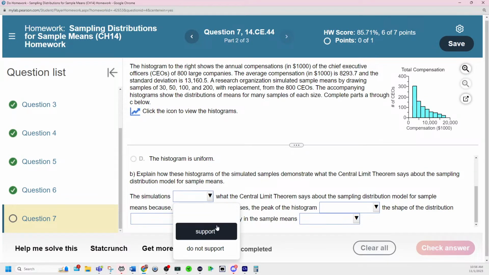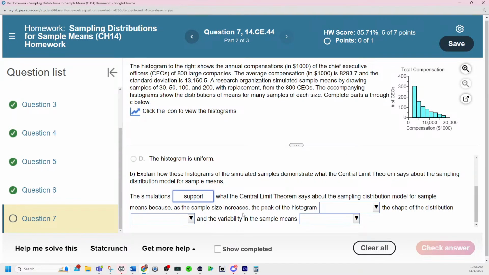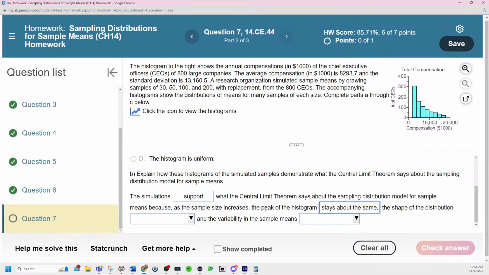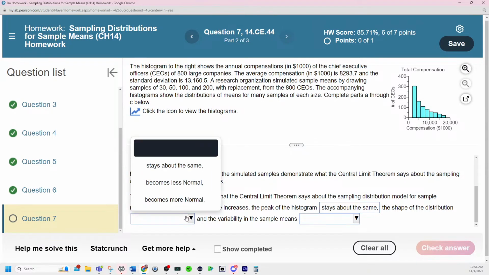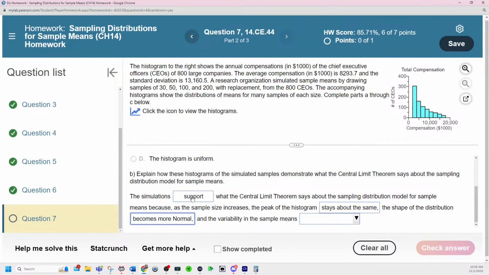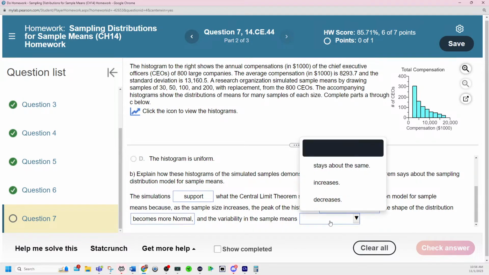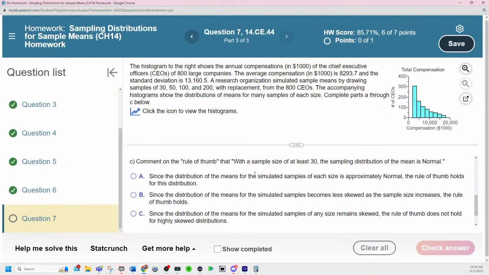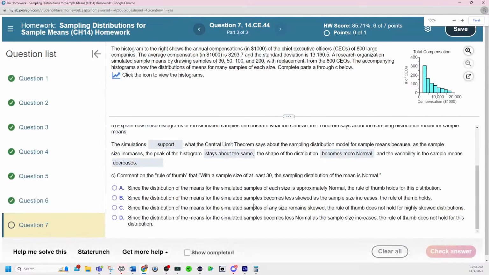So the simulations support what the central limit theorem says about the sampling distribution of the sample mean. As the sample size increases, the peak of the histogram stays about the same, because that's where the mean is. The shape of the distribution becomes more normal, and the variability in the sample means becomes smaller, so it decreases right there.